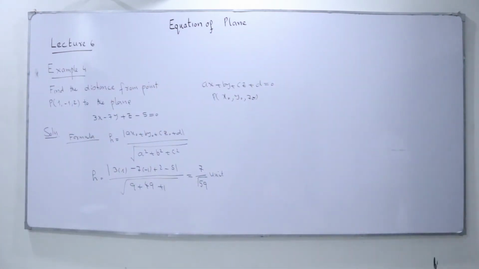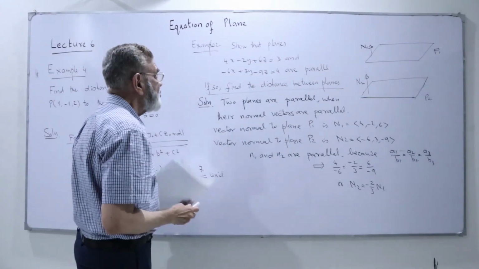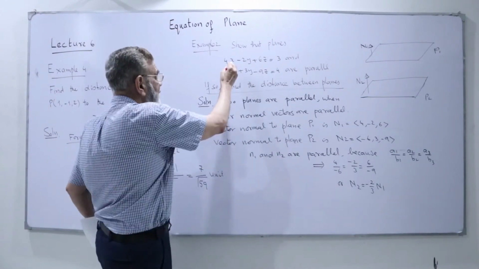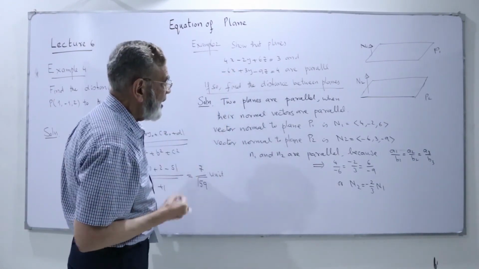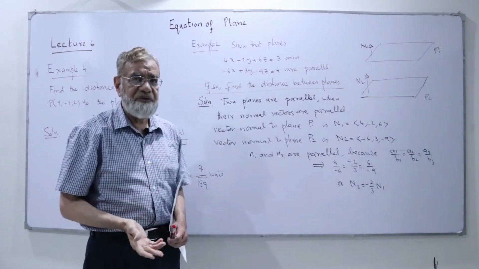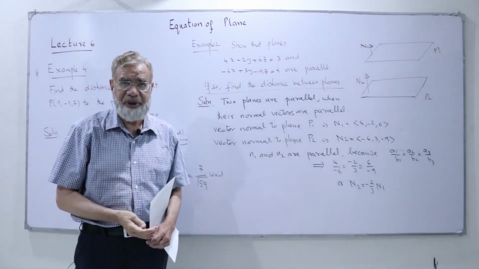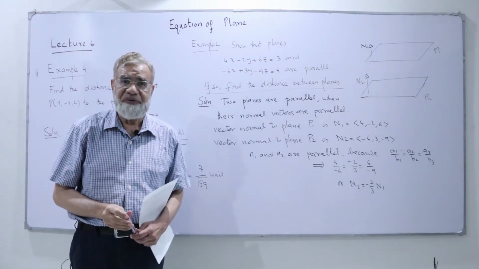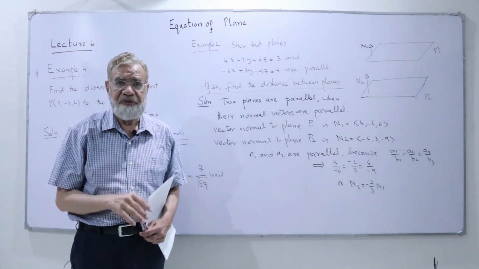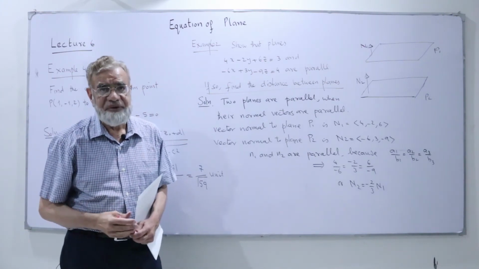We take another example. The next example is we want to show that these planes P1 and P2 are parallel. And if they are parallel, we want to find the distance, because we can find the distance between two planes only when they are parallel planes. When they are not parallel, we can't find the distance. It will be changing. We don't have a fixed distance for them. When they are parallel, we can find the distance.